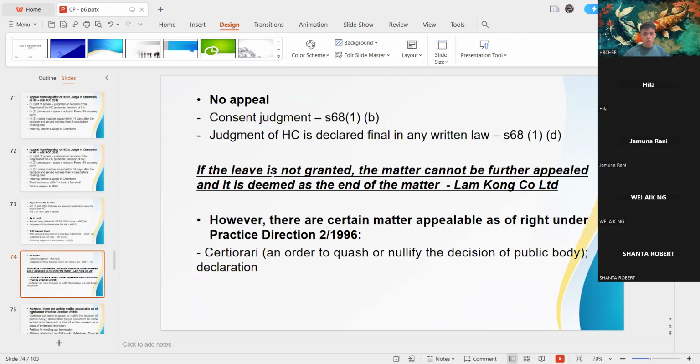And what if your matter is a consent judgment, or the judgment of the High Court is declared final in any written law? Sorry, you are not allowed to go for appeal.